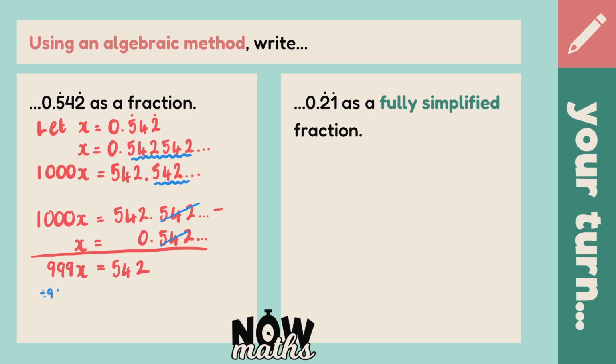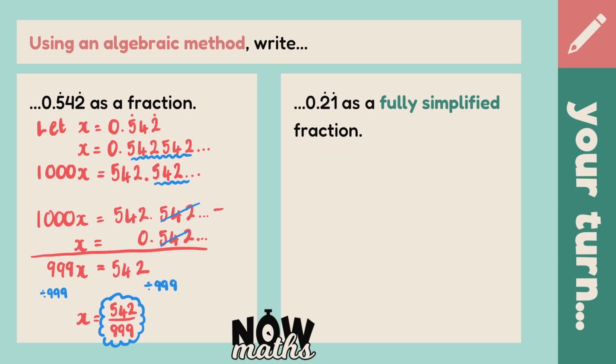So we can solve by dividing by 999 to give us an answer of x equals 542 over 999. This fraction doesn't actually simplify, and the question doesn't ask us to simplify, so we don't need to worry about it anyway.